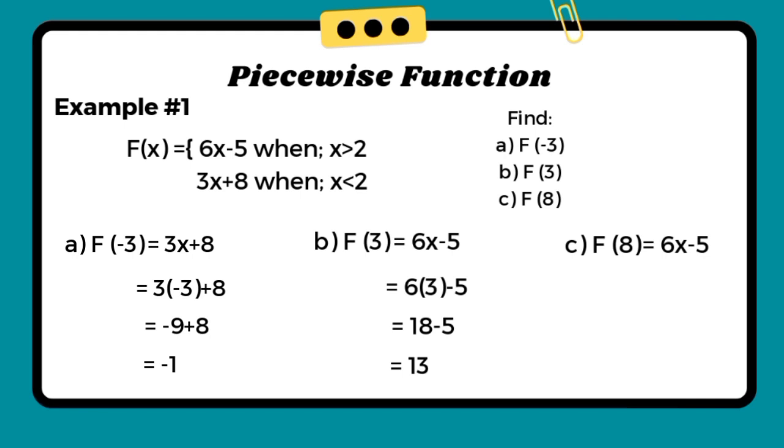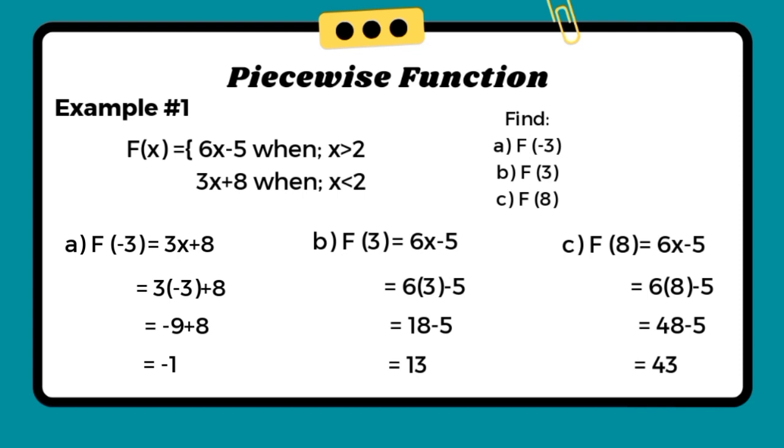So we put the 8 in for x. We have 6 times 8 minus 5. We multiply first 6 times 8, and the answer is 48. Then bring down the negative 5: 48 minus 5, and the answer is 43. So that is how to evaluate a function, or a piecewise function. What's important is that we are familiar with the inequality signs. Let's proceed to the second example.